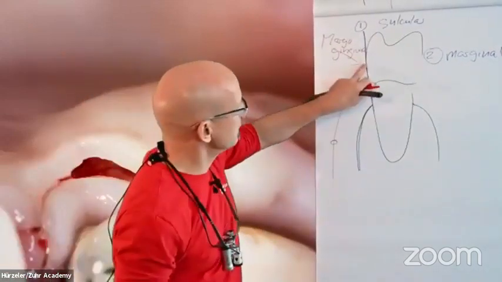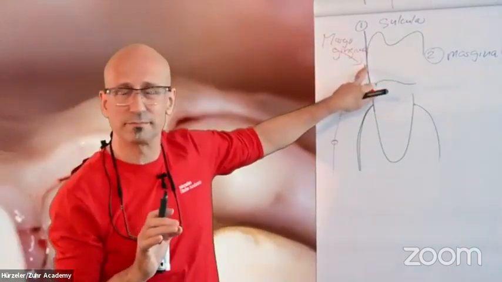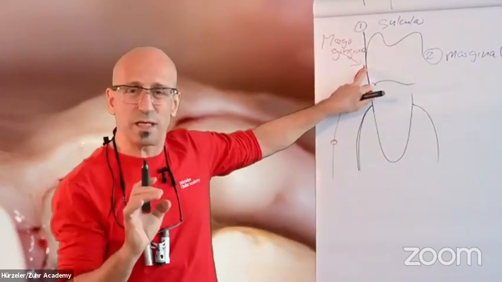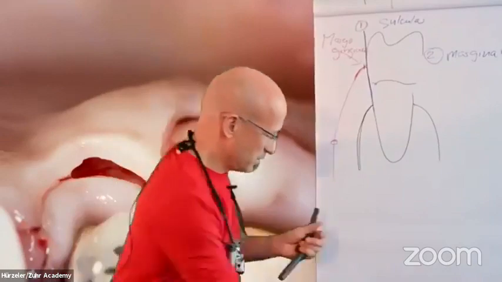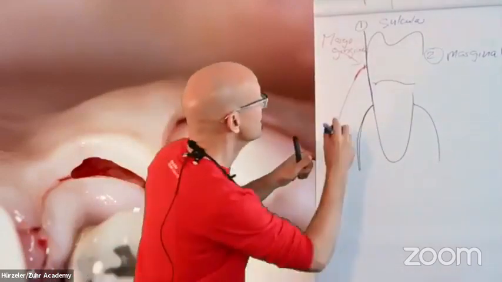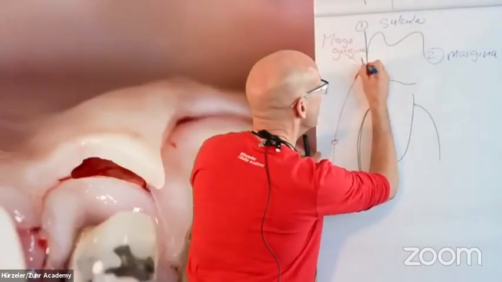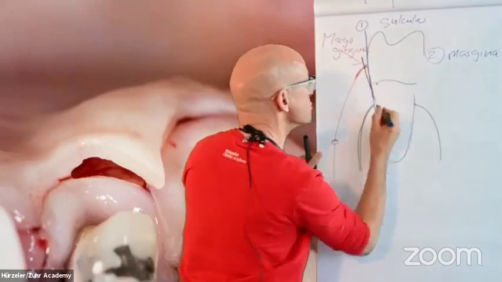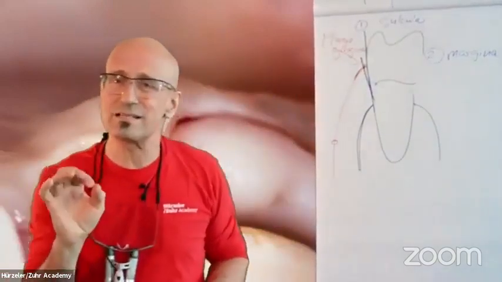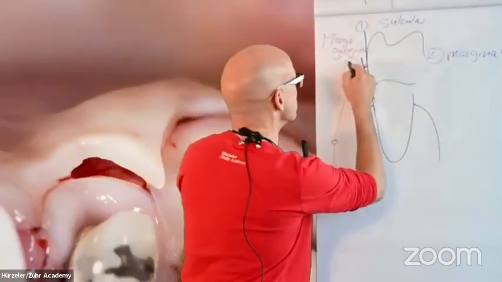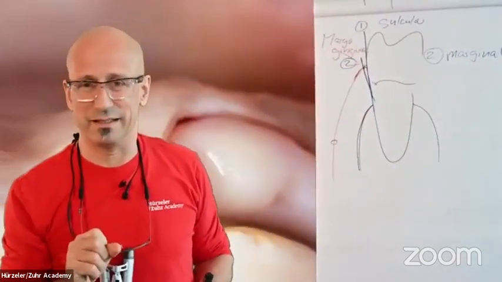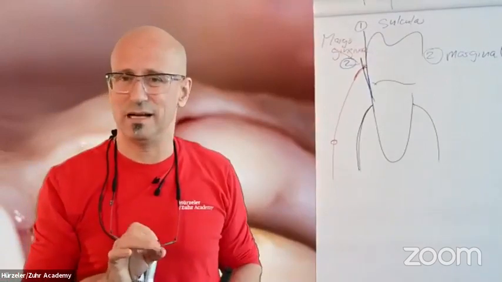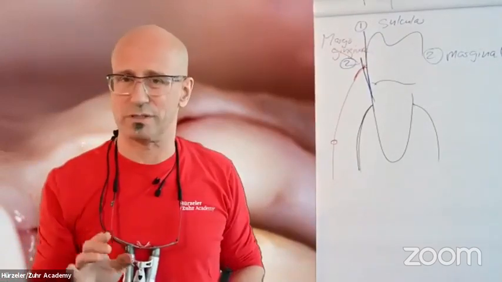Margo gingiva here at the top. And if you speak about the marginal incision, this would mean you have to make your incision exactly here at the margo gingiva. This would be the second possibility, but we think this is technically absolutely impossible.